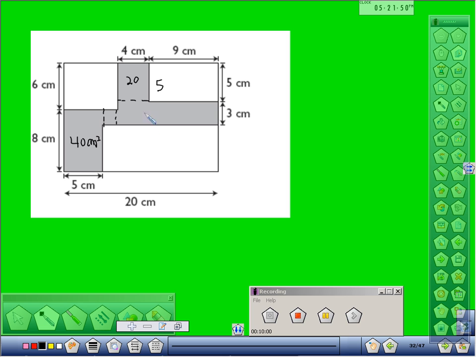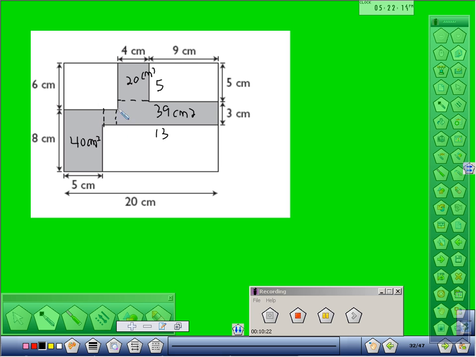Now, what do I know? I know 9 and this 4 together are the same as this side. 9 plus 4 is 13. So I know this side is 13, this side is 3. 13 times 3 is 39. So that's 39 centimeters squared. By the way, this was 20 centimeters squared. Now this is the mystery part right here.